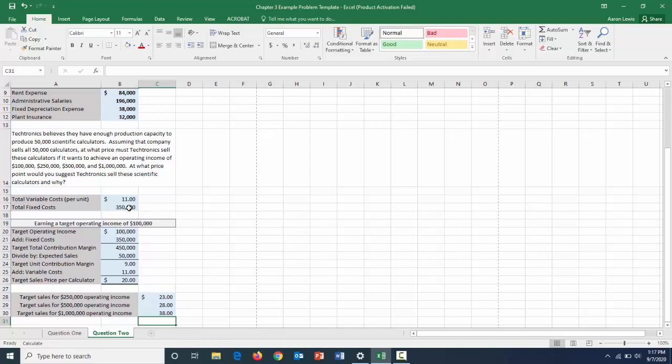Well, if they think that they can produce 50,000 of these calculators, and no matter what price we sell it at, at least at these four different points, we'll be able to sell all 50,000 that we make, why not sell them for as much as possible? So if we are assured that we can sell every unit that we produce, we're going to charge the highest possible point that we can charge in order to still move those 50,000 calculators.